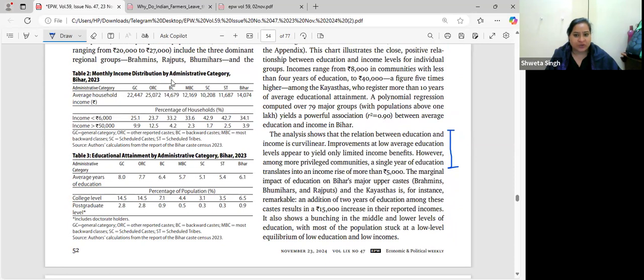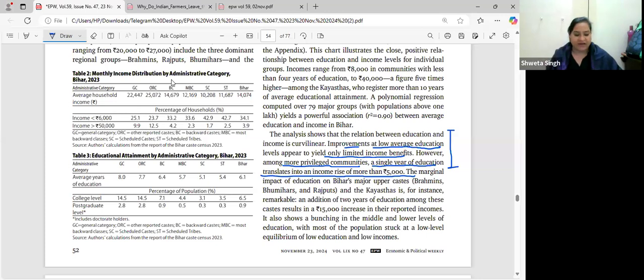Then when we are further moving ahead, we all can see I have identified this very important relation. The analysis shows the relation between education and income is curvilinear. What does this mean? See, improvements at a low average education level appear to yield only limited income benefits, especially to whom? To the lower caste groups. So lower caste groups with access to a low average level of education, there is no massive income benefit. But see, change the caste and see the difference. When you are talking about more privileged communities, a single year of education translates into an income rise of more than 5,000.